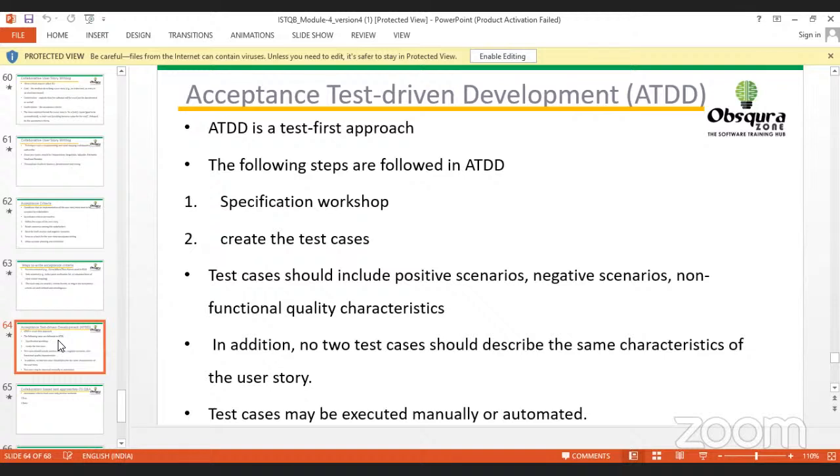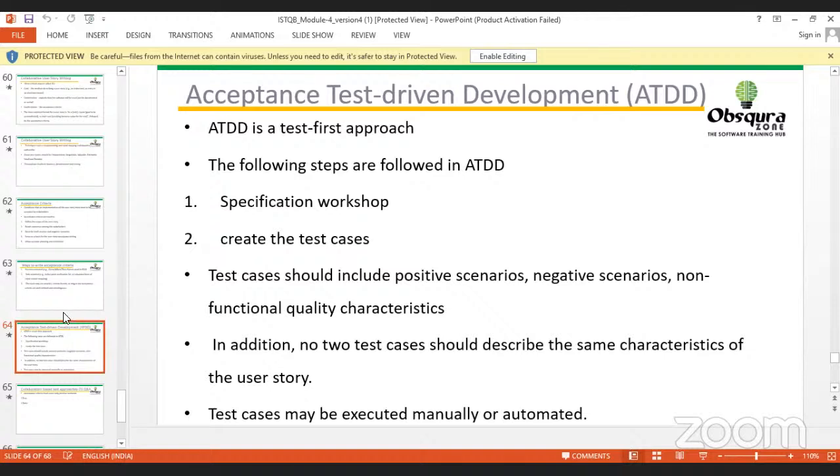So there will be collaboration and domain knowledge sharing between the developers and testers, and they all come to a common understanding in the specification workshop. And then the test cases will be created. The test cases will include positive, negative, and non-functional test cases. No two test cases should describe the same characteristics of the user story, so there should not be any repetition of test cases for a particular user story. Okay. And these test cases may be executed manually or using some automation tools.